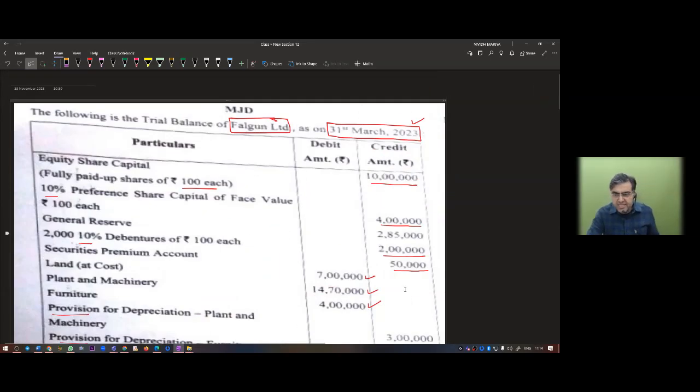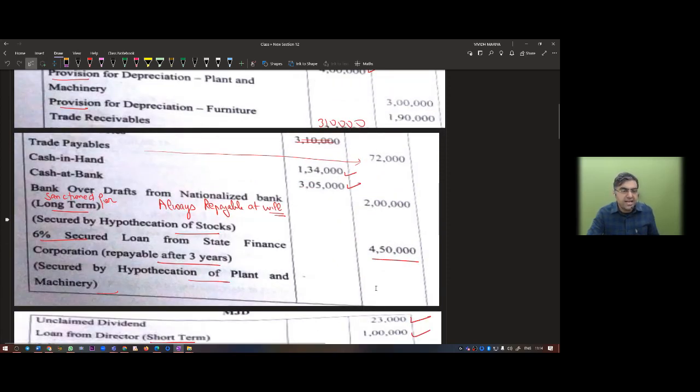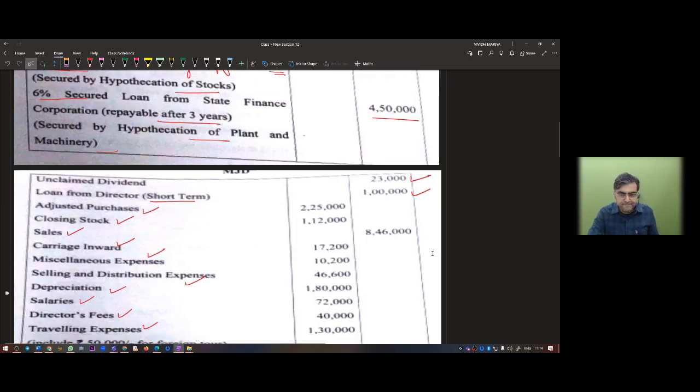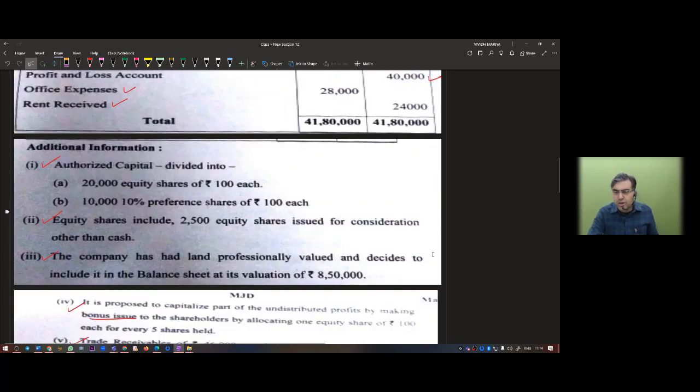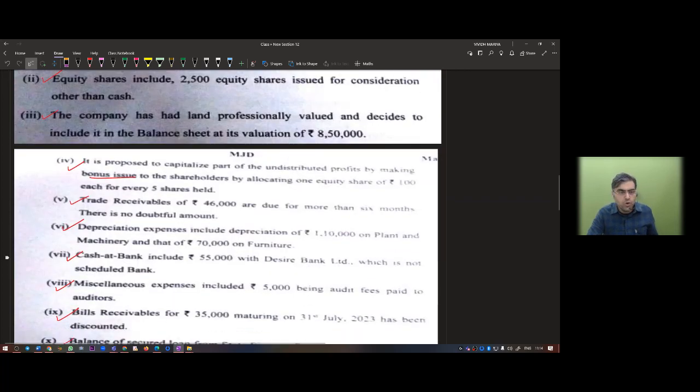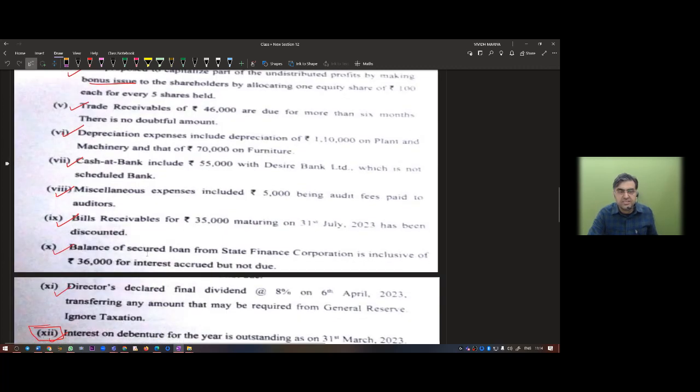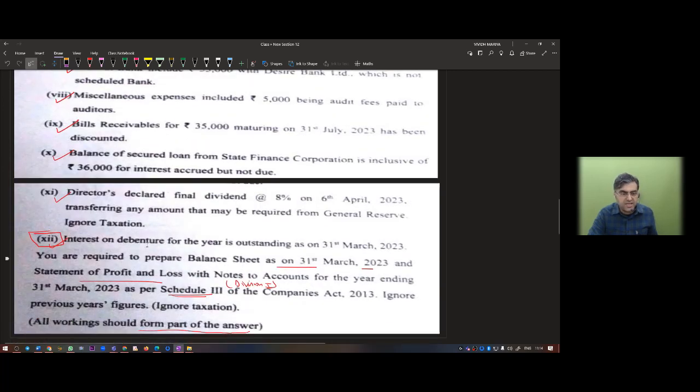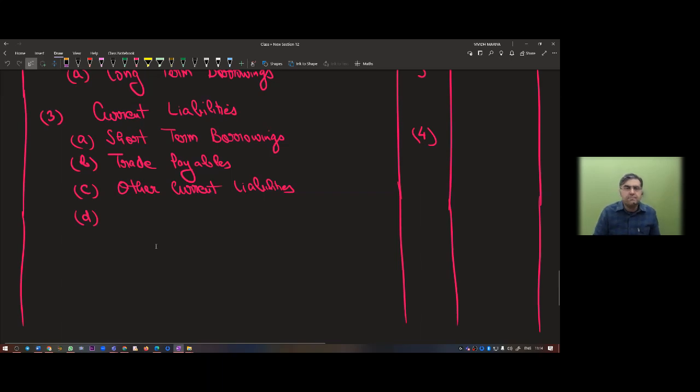On the credit side, let me verify, I will come back to you. Be very confident. I couldn't find any short-term provision from the trial balance. I move further. Point number four, nothing is there. Short-term provisions, no doubtful debts. I'm saying no doubtful debts. Guys, there is no short-term provision.